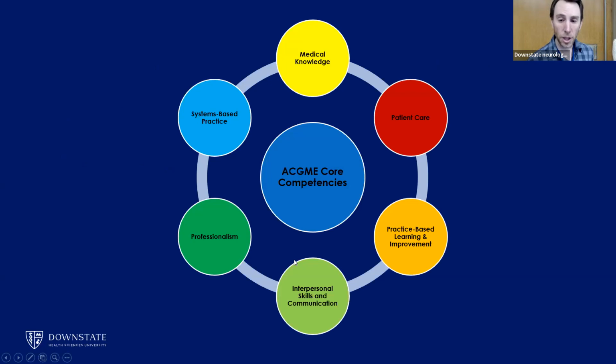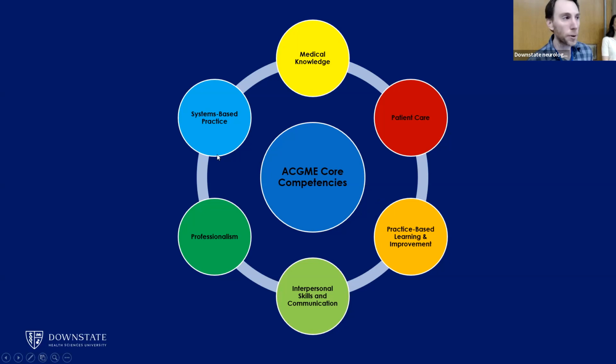So here are the six ACGME core competencies. Again, you don't need to write about every single core competency when constructing a narrative evaluation, but think about the ones where you know the most about the student. When we think about practice-based learning and improvement, is the student reviewing their patients? Are they reviewing the literature in regards to their patients? Are they quoting studies when giving presentations? That would really be exceptional.